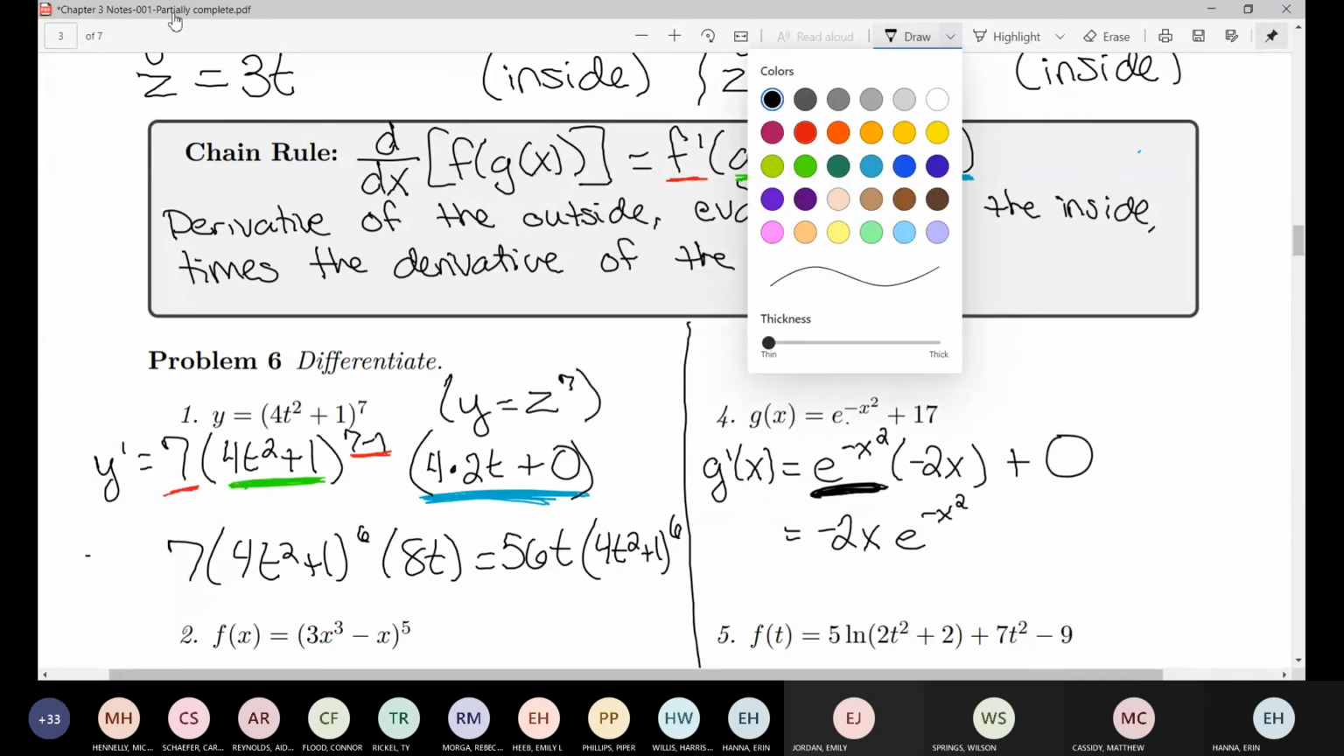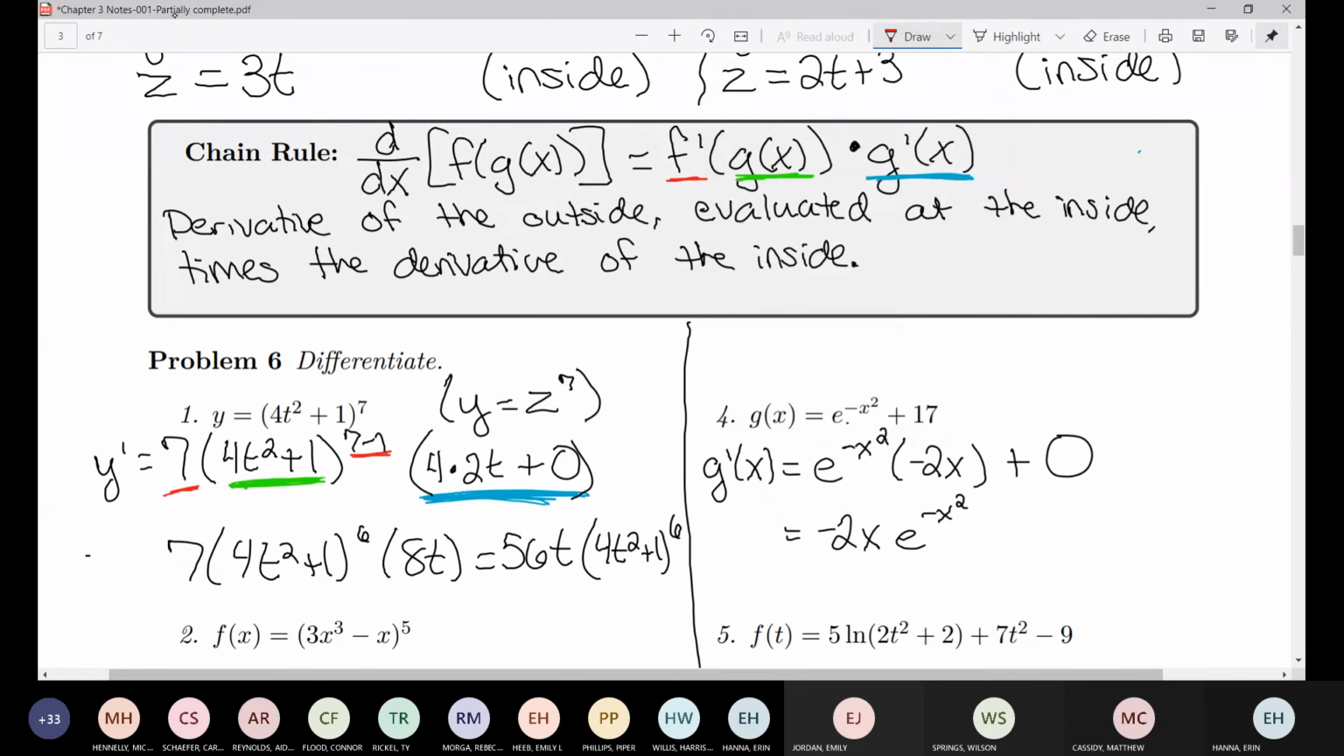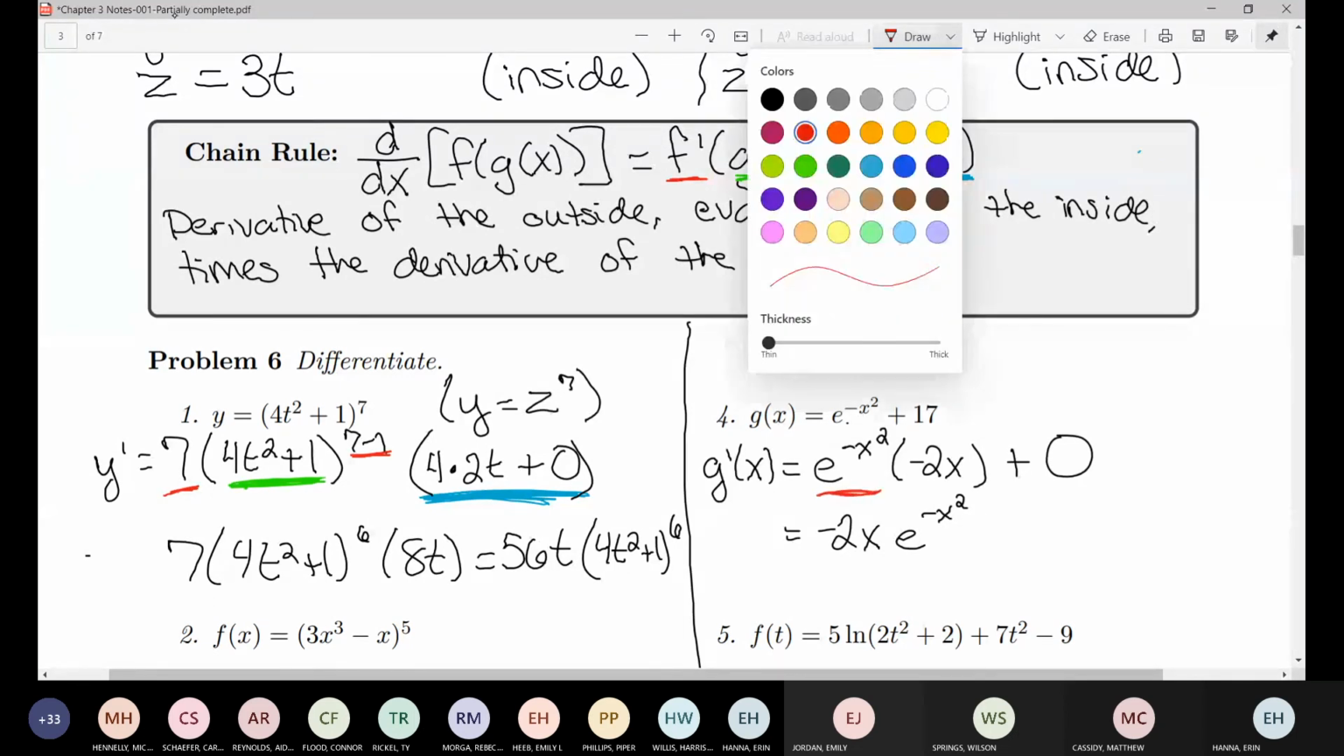Since I did colors on the last one, this one's harder to color, so I'll just do it like this.